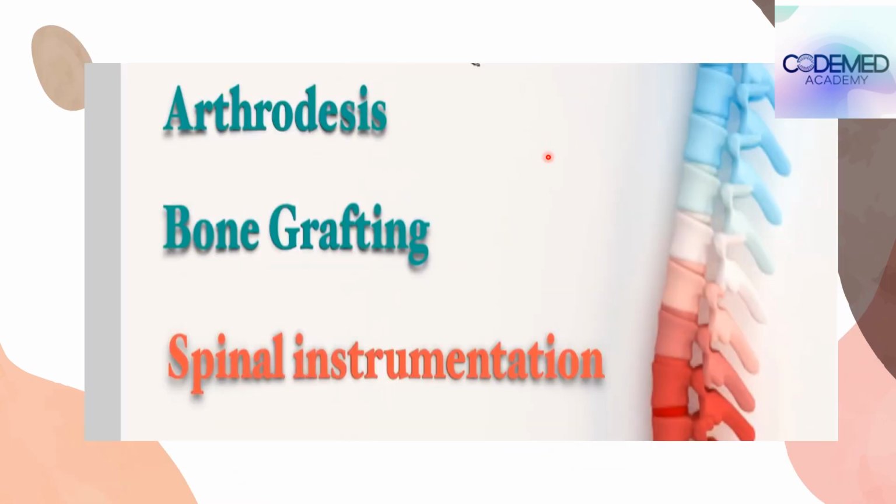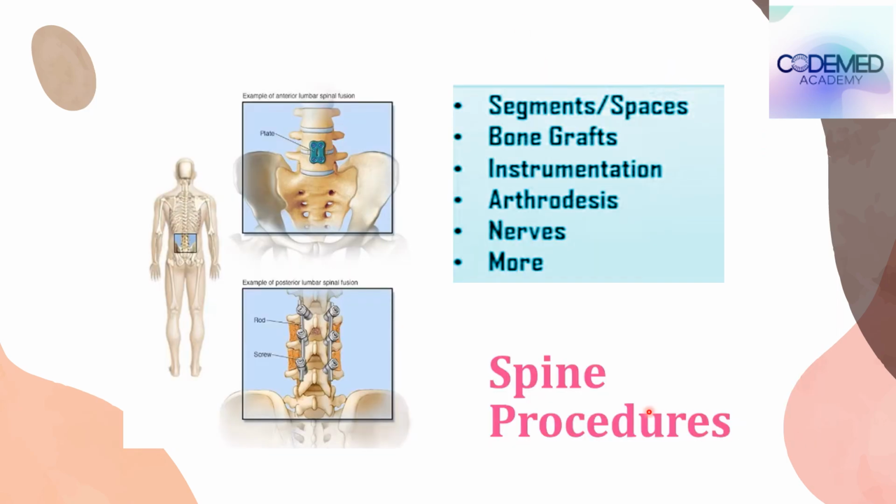So let us understand the various procedures we carry out on the vertebral column. One is arthrodesis, second is bone grafting, and the third is spinal instrumentation. So in the spine procedure, one must understand what segments mean, what spaces mean, what bone graft means, instrumentation, arthrodesis, nerves, and more.